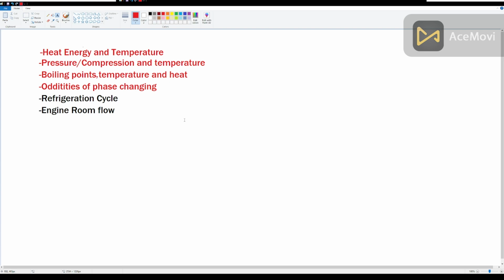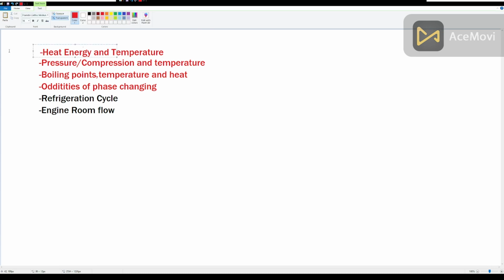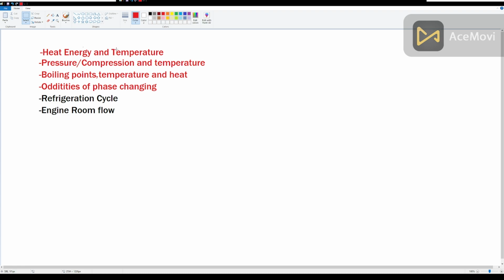Before we get to the refrigeration cycle, there are some eclectic ideas that you're probably not familiar with that you need to understand. These 4 ideas highlighted in red, if you do not understand these, then you are not going to be able to move on to the refrigeration cycle and engine room flow cycle. So I recommend taking the time to rewatch the first part of this video until you fully grasp these ideas, for lack of a better word.